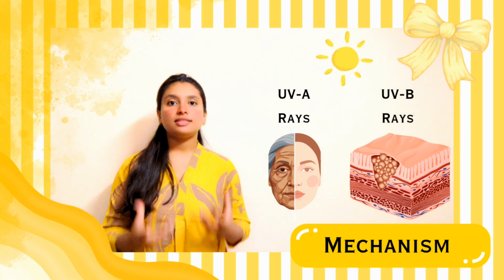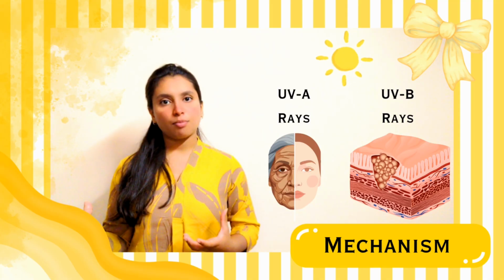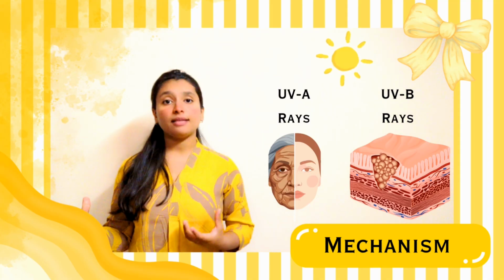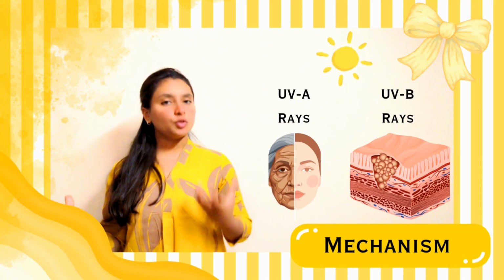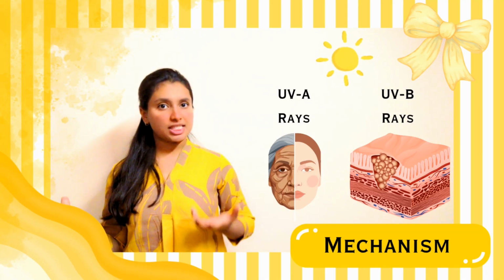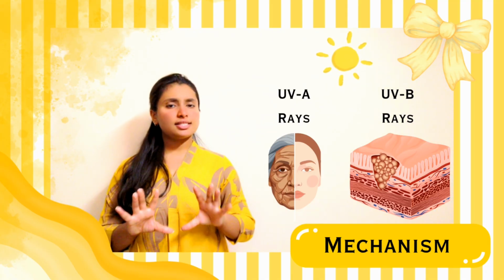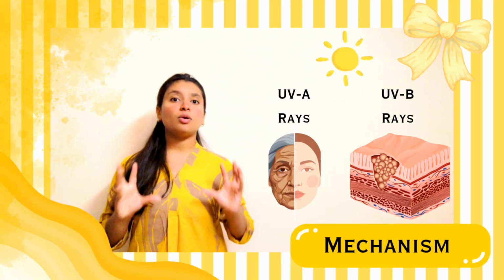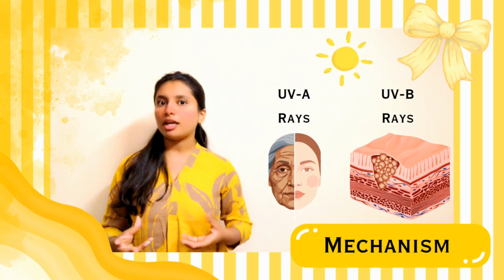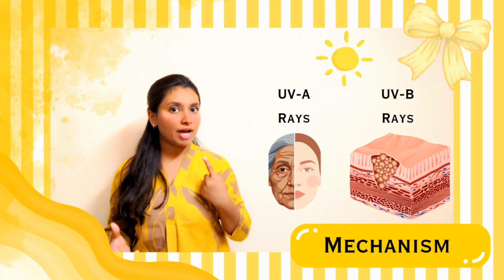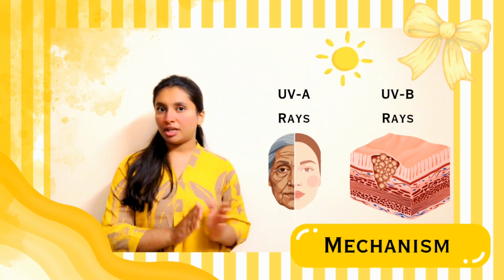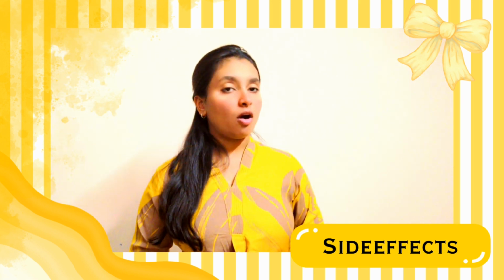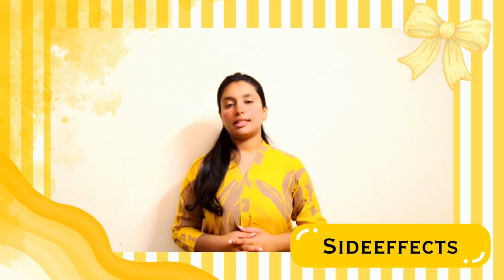So sunscreen, which is mainly made up of zinc oxide and titanium oxide, avoids the penetration of the UV radiation inside the skin. So this is the simple mechanism of how sunscreen protects your skin barrier without allowing the UVA and the UVB rays to reach your skin. Now you have clarity about the mechanism of sunscreen.